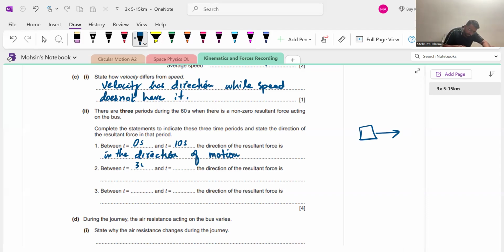And from 35 to 40, you remember, speed is decreasing. Deceleration, and deceleration is negative acceleration. So if the acceleration is negative, it means the force is also negative. So the resultant force will be opposite to the direction of motion.